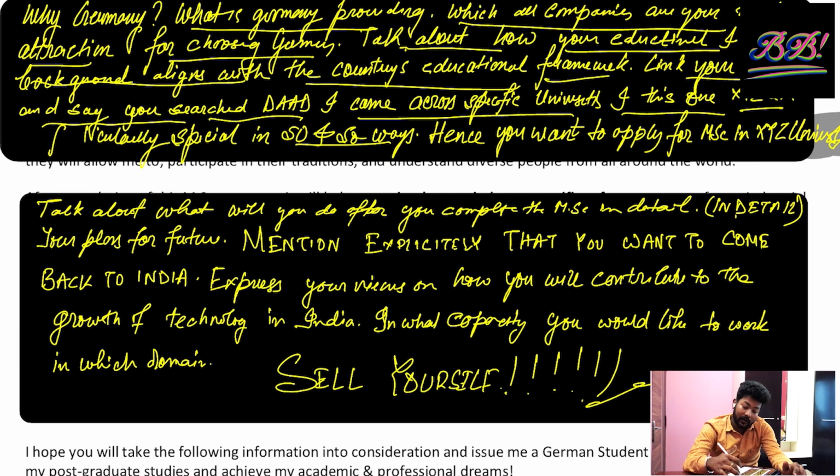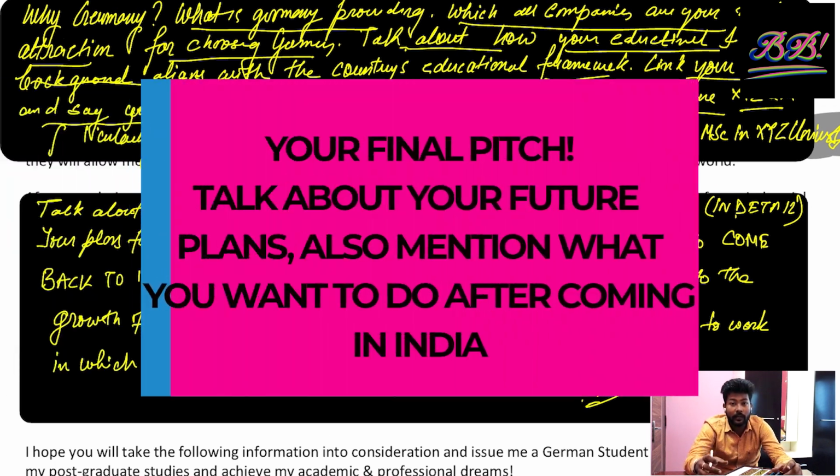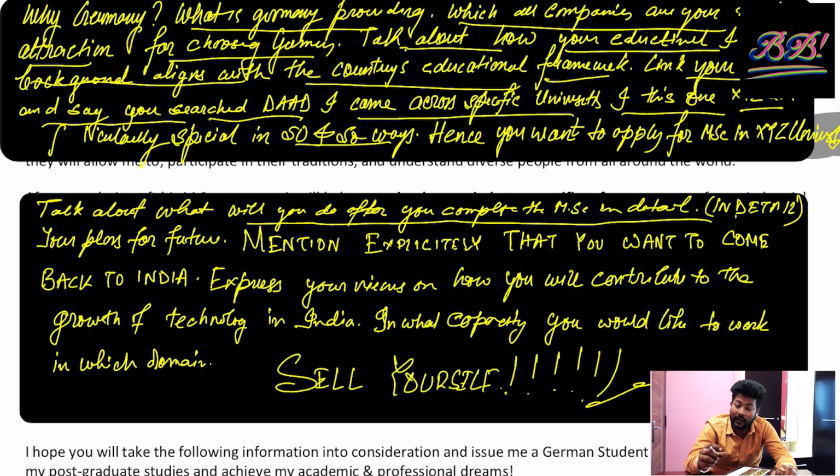Also, the last paragraph is very important. Here is the final verdict that you are giving. Talk in detail about what you are going to do after you complete the master's, and this is the part where you can explain best. You have a vision for yourself, right? Since you have already got this admit, you have to figure out how and what you are going to do after your master's is complete.